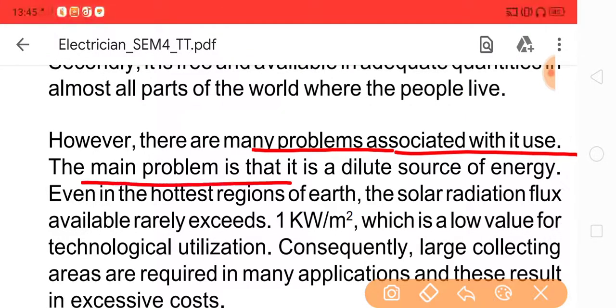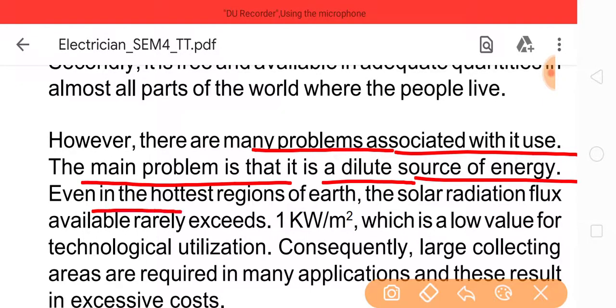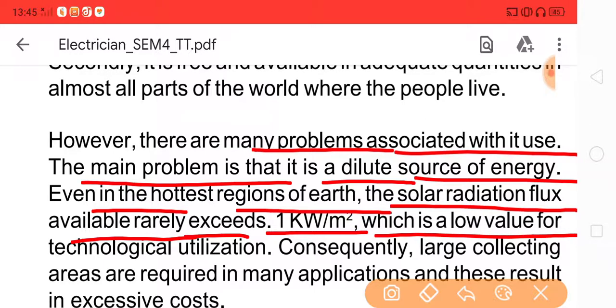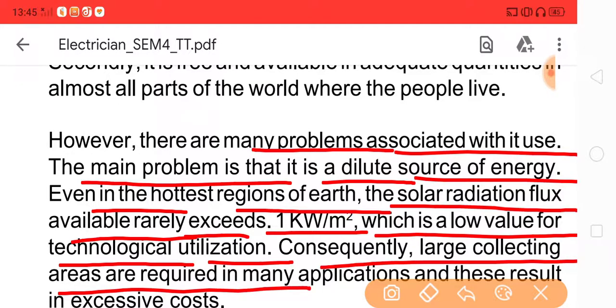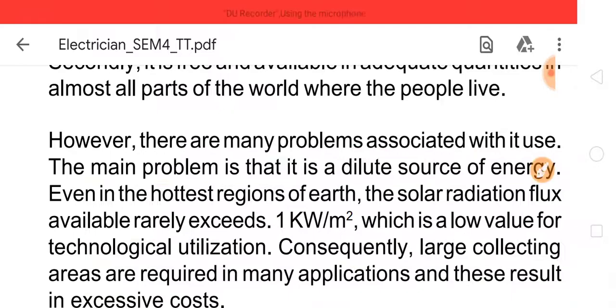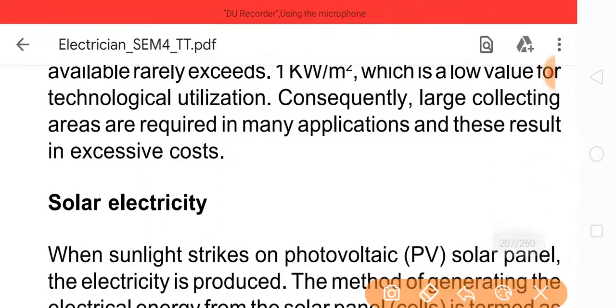The main problem is that it is a dilute source of energy. Even in the hottest regions of the earth, the solar radiation flux available rarely exceeds 1 kilowatt per square meter, which is a low value for technological utilization. Consequently, a large collection area is required in many applications, and this results in excessive cost.